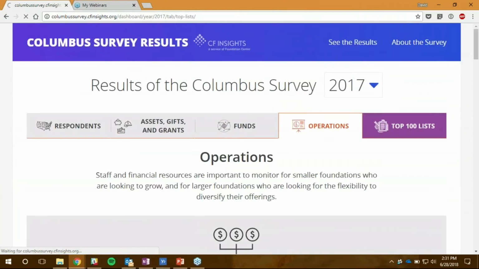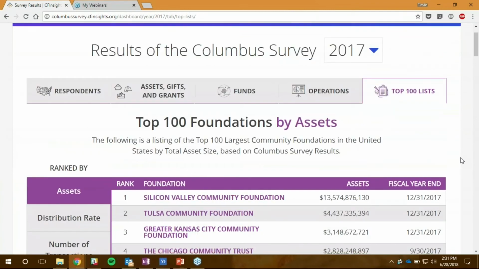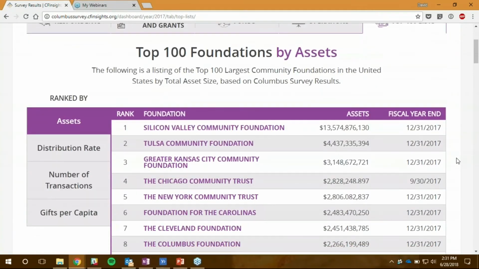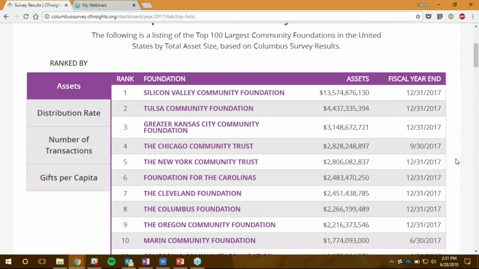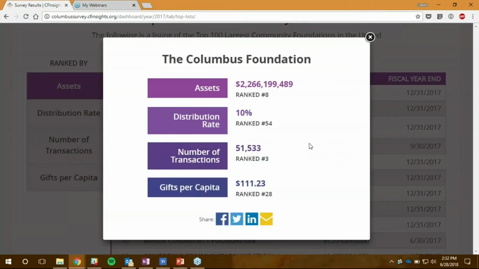I also want to mention that we do continue to maintain our 4 top 100 rankings lists. These rankings lists are based on asset size, distribution rate, number of gift and grant transactions, and gifts per capita. But what's different this year is that if you click on the name of one of the foundations, and this worked last year as well, but the key difference is at the bottom.